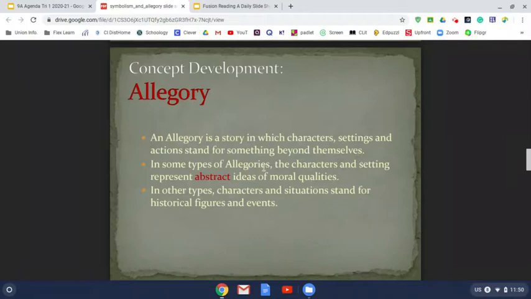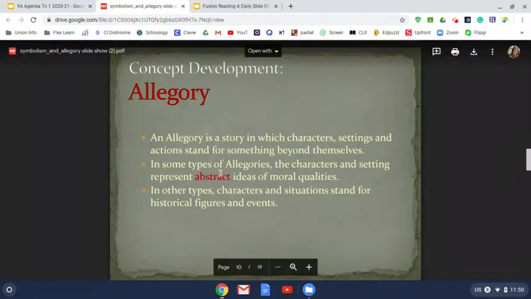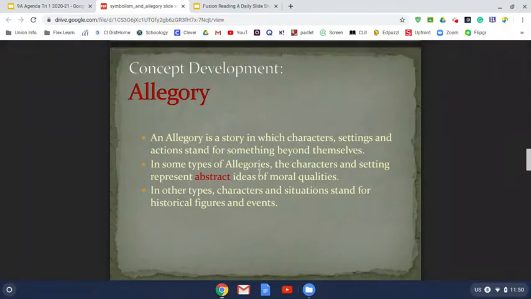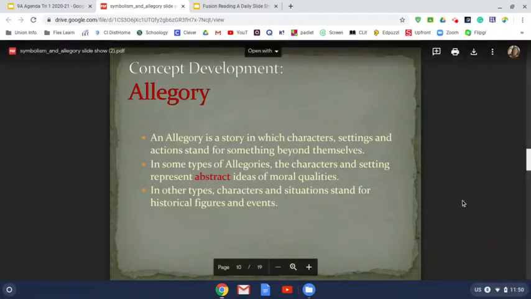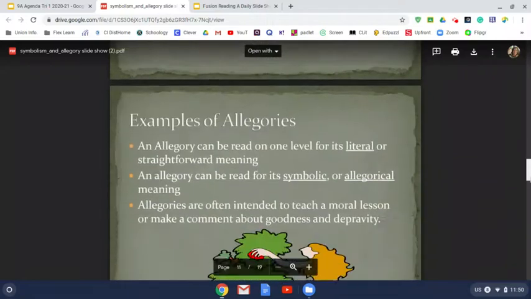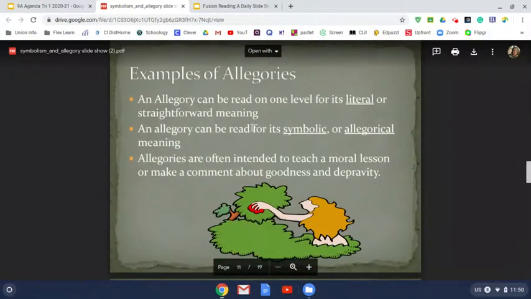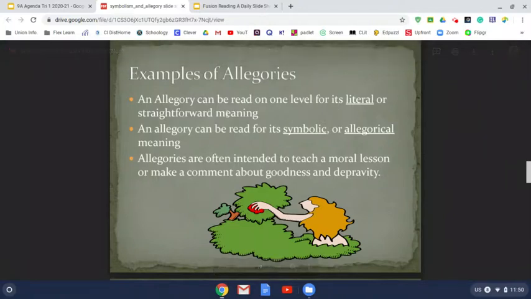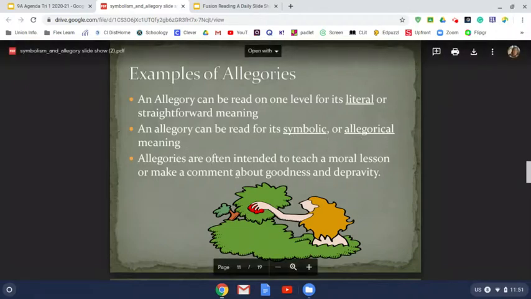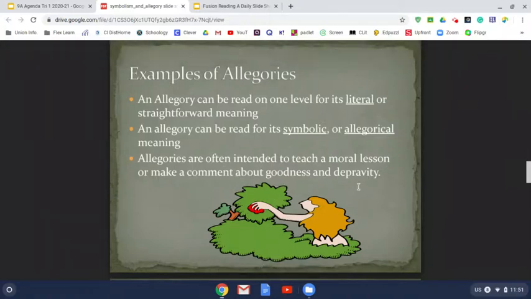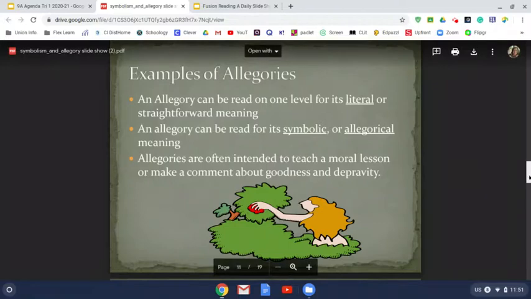So can the characters in an allegory. The setting can be abstract. In other types, characters and situations stand for historical figures and events. An example of allegory: literal is just the words on the page, straightforward meaning. It can be read for symbolic or allegorical meaning. Allegories are often intended to teach a moral lesson or make a comment about goodness and depravity.